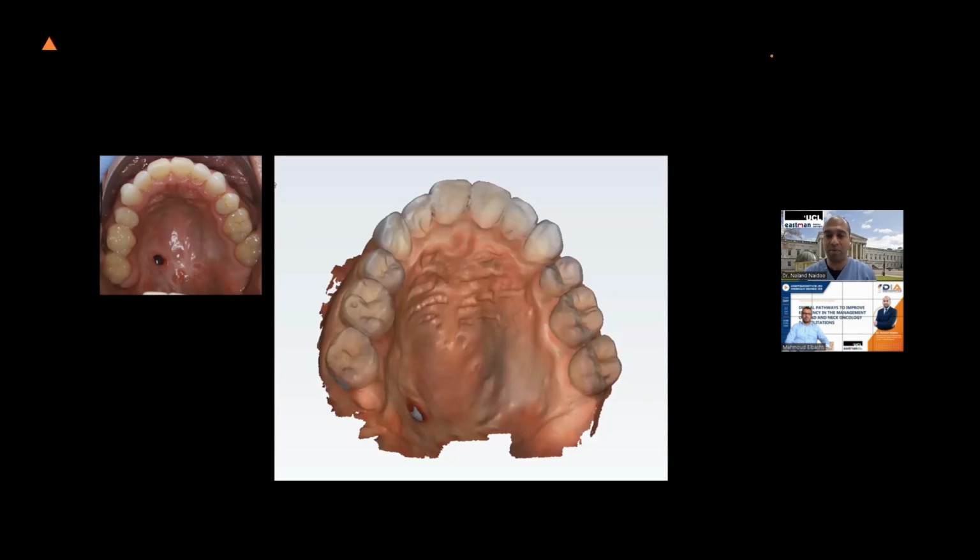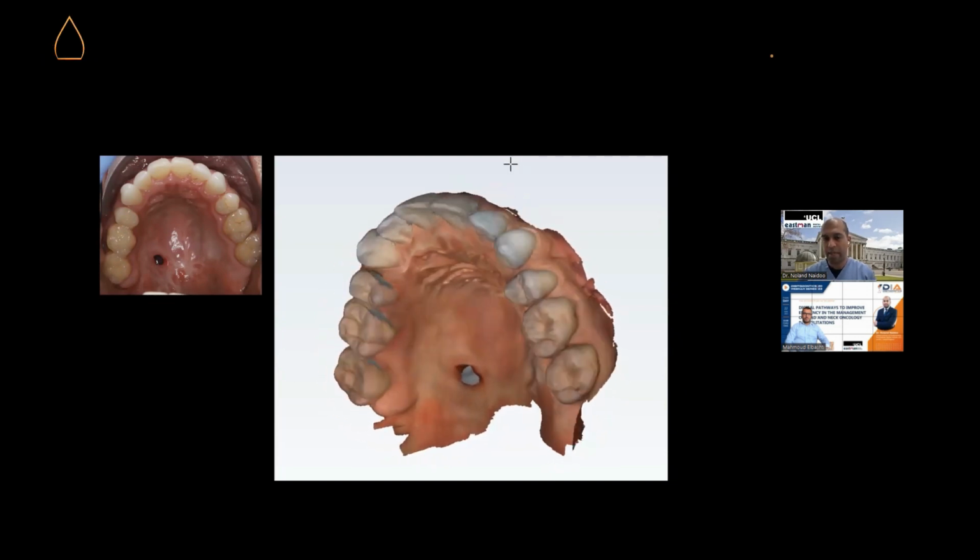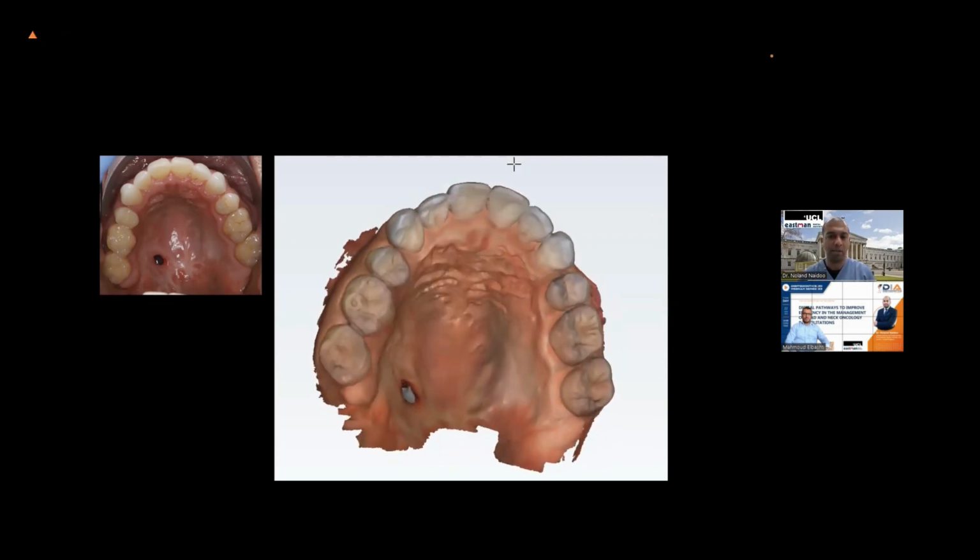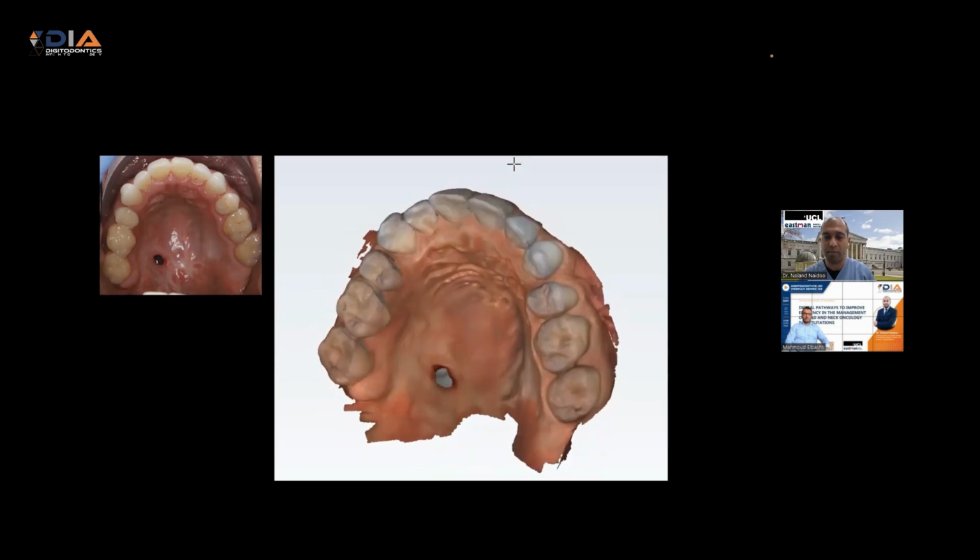He's had an obturator previously. He was unhappy with the obturator. It's one of those clear obturators that was made by the lab, which is quite bulky and thick. It affected his speech. He was a young patient. And with scanning, we were able to scan the patient in a fairly accurate, reproducible way.